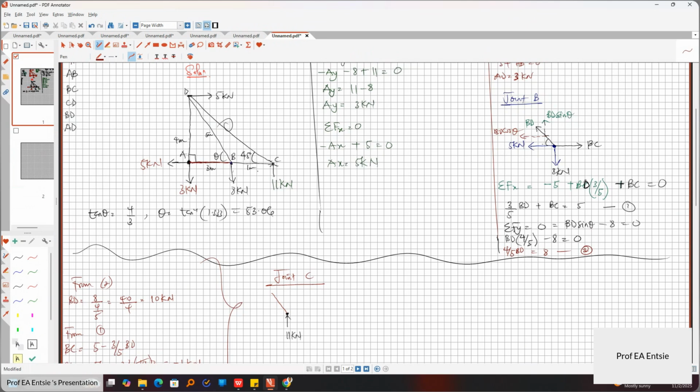Then I have BC, which is coming from joint B. This is joint B, right? I have BC. BC went to the right here. So what it means is that it should go to the left when you go to joint C. If that's not the case, it means that our joint will be moving. That's what it means.